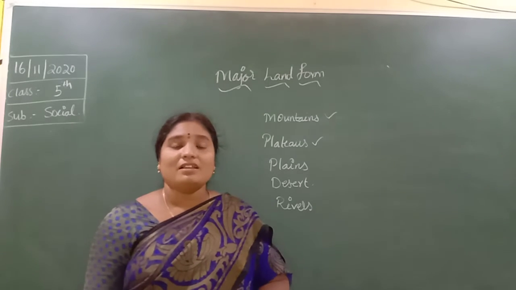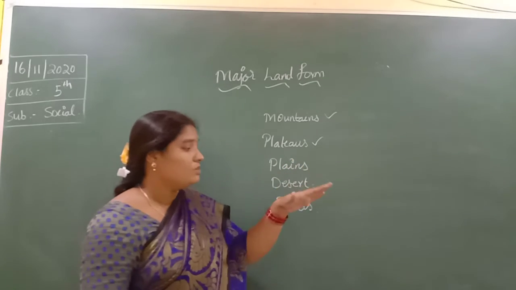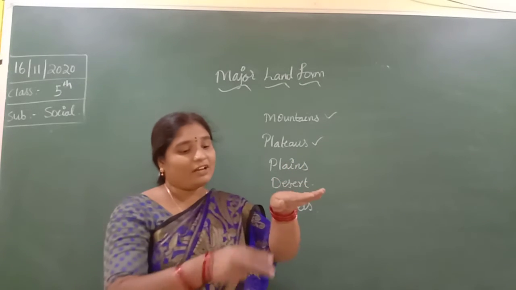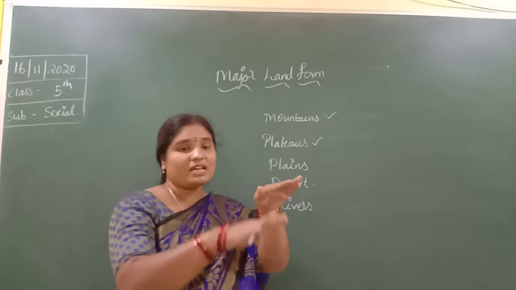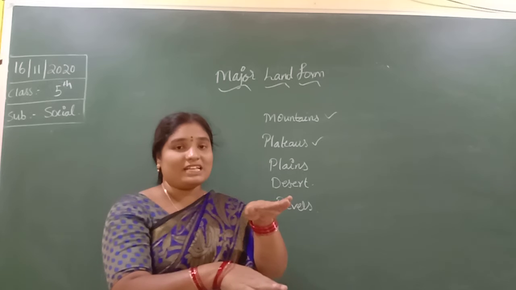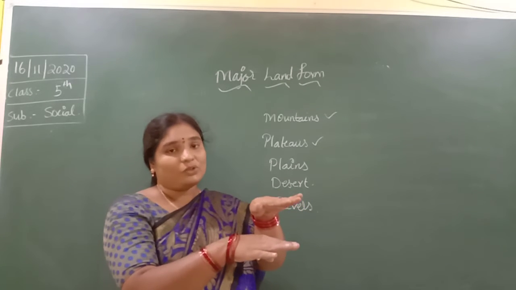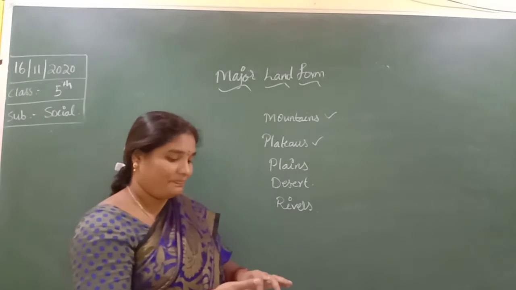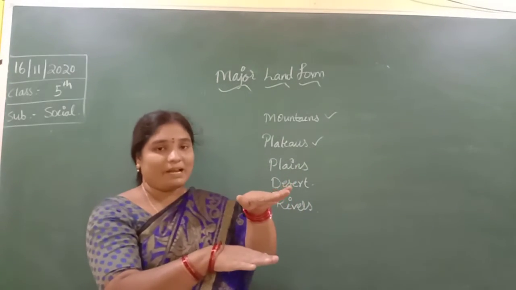Rivers flow over the plateaus. The high level land is known as a plateau, and the low level land is known as a plain. So this is a plateau and this is a plain.